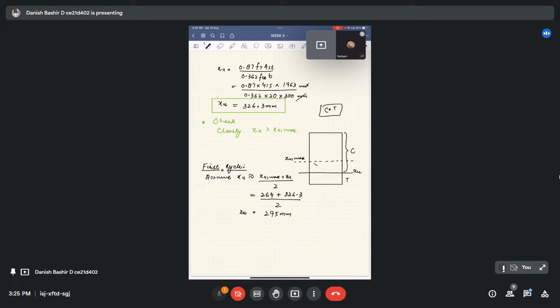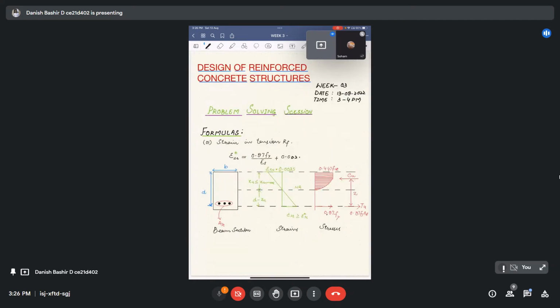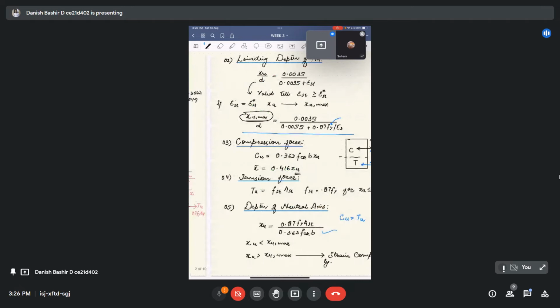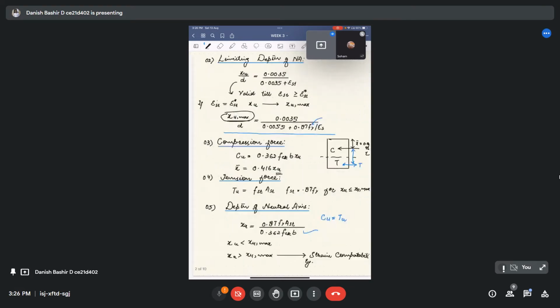Now, from this depth of the neutral axis, we have to see what is the strain coming in the steel. There is a formula for strain at the centroid of steel, relating it to the neutral axis depth, as EST is equal to 0.0035 times (D by XU minus 1). These formulas you can get from this basic figure. You have similar triangles: this is XU, this is D minus XU. When you use the property of similar triangles, we can get this formula.